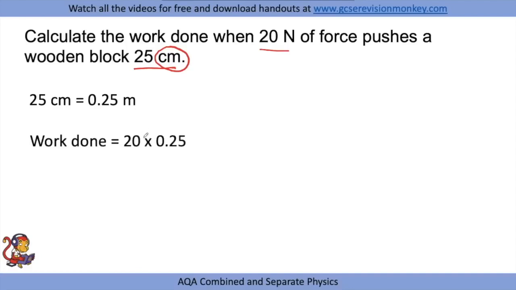And then put our numbers in the calculation. Work done equals the force multiplied by the distance, which would equal 5 joules. Or, like we said, in the exam you might see it as 5 newton metres.